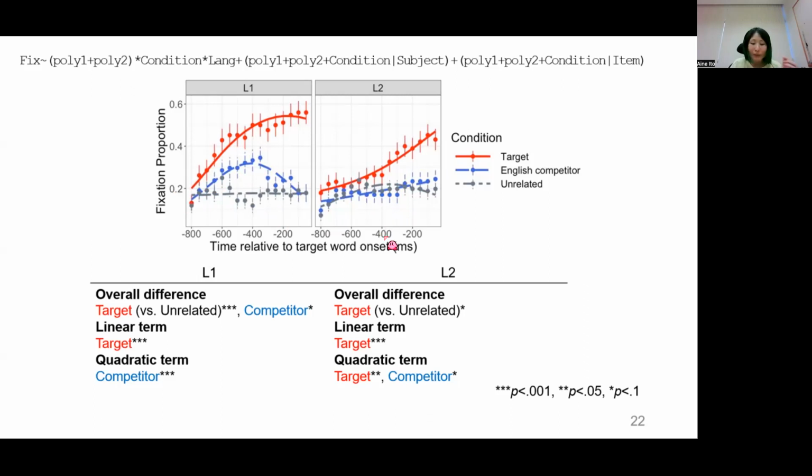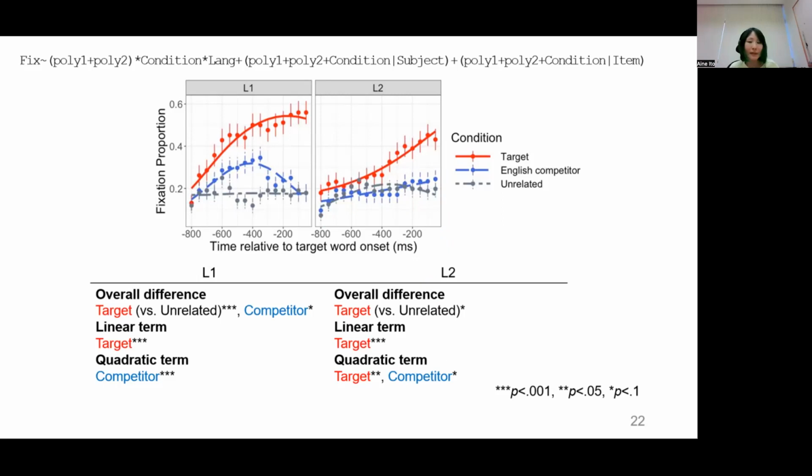And what I suspect might be happening is that for the unrelated condition, you actually see this curve like this, right? For the unrelated condition, it seems that the fixation proportion slightly increased and slightly decreased. So this seems to be causing these effects. There's actually no such tendency towards target and English conditions, but this baseline condition had such a trend. And obviously target and English competitors were compared against this baseline condition. So that seems to be driving the effect.